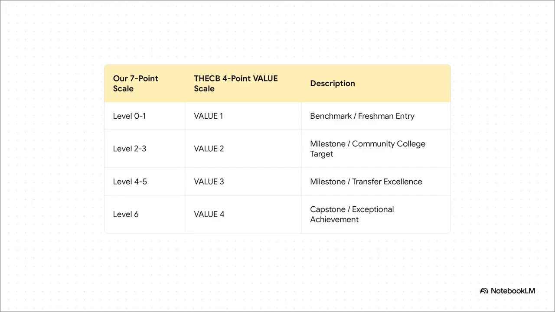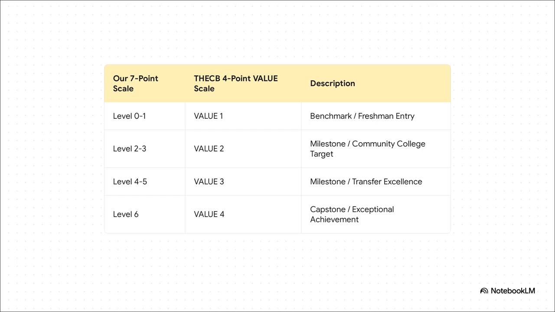Okay, so this table might look a little technical, but the idea behind it is really cool. It shows how we balance the feedback we want to give with the reporting we have to do. Our internal 7-point scale lets us be really nuanced. It gives us room to see small steps of progress. But for the state, it converts perfectly into their required 4-point scale. So this one system does two jobs at once. It gives us the rich detail we need, and it lets us meet state requirements without any extra hassle.